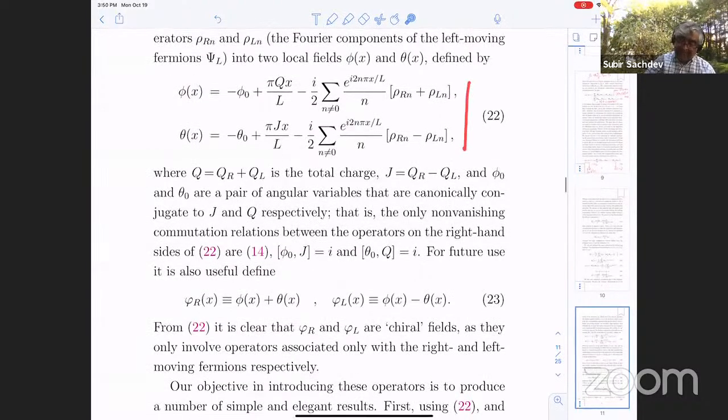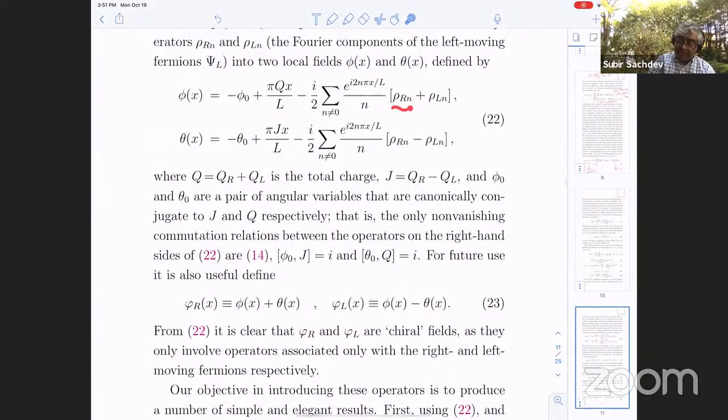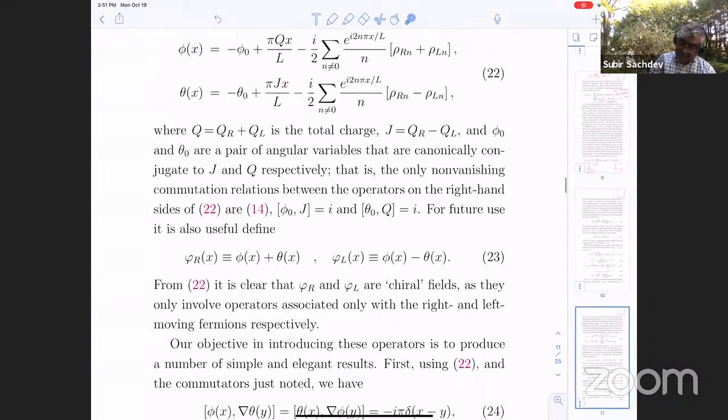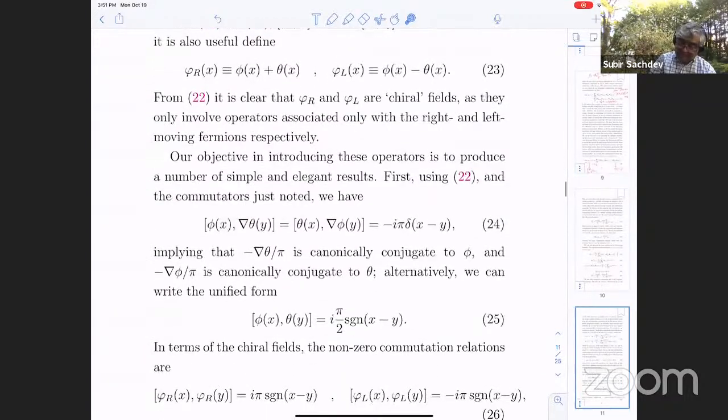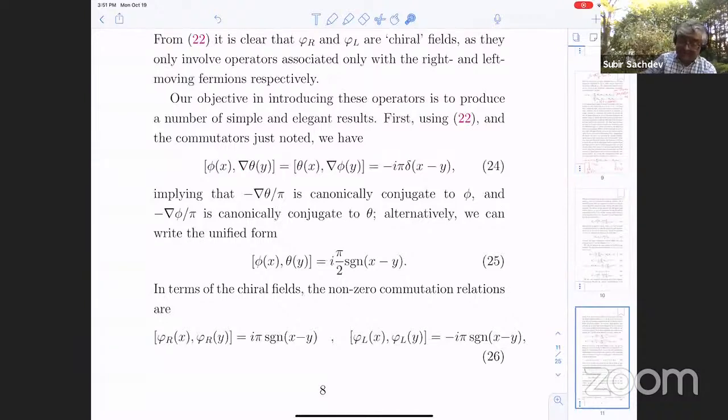Okay, so you take this expression and then you just work out the commutation relations of phi and theta. Because you know the commutation relations of rho, you know this commutes with that and this commutes with that to give you an i. The other way around, phi naught and j, and theta naught and q. And then when the dust settles, this is what you find, with precise expressions that now look much more elegant. So all that hard work was done for you to write everything in terms of some elegant expressions. What you find is that phi and grad theta are canonically conjugate fields. And theta and grad phi are also canonically conjugate, or minus grad theta over pi is canonically conjugate to phi, and minus grad phi over pi canonically conjugate to theta.